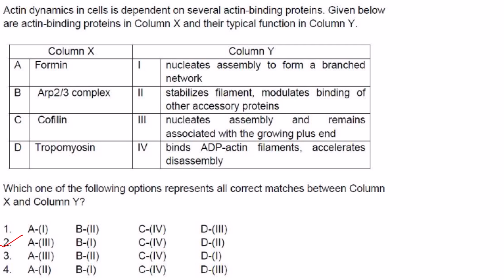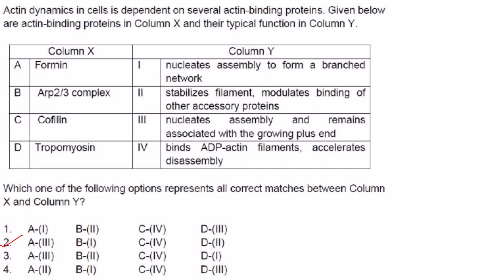B1A3. Then cofilin. Cofilin promotes depolymerization of actin. So it is okay. For C4 they have given it in all the 4 options. It binds ADP actin filament and accelerates disassembly.